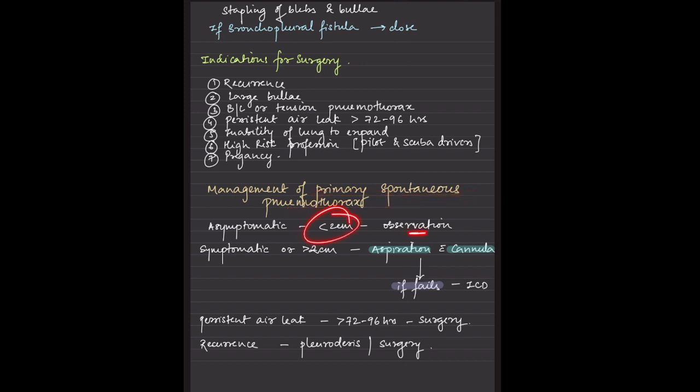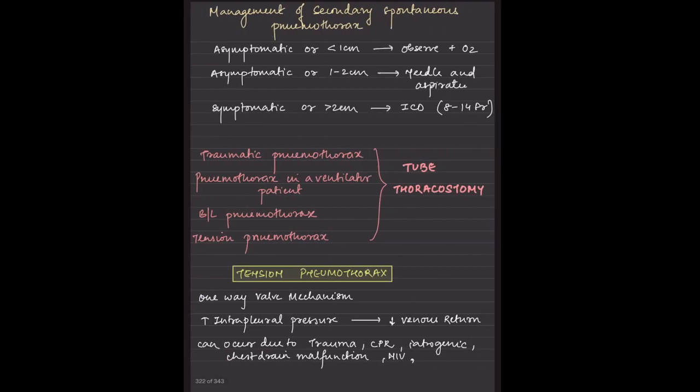Okay, so I have discussed this with the primary spontaneous pneumothorax. If it is less than 2 centimeters, we need to observe the patient. If a patient is symptomatic and more than 2 centimeters, aspiration with a needle, and if it fails, we go with the ICD. For persistent air leak, surgery has to be done, and if it is a recurrence, then pleurodesis, or with VATS we can go with further management. Then coming to secondary spontaneous, three things we need to understand. If the patient is asymptomatic and has less than 1 centimeter of pneumothorax, we need to observe with oxygen. If the patient is asymptomatic and has 1 to 2 centimeters, needle aspiration, and if it is more than 2 centimeters, go with the ICD.